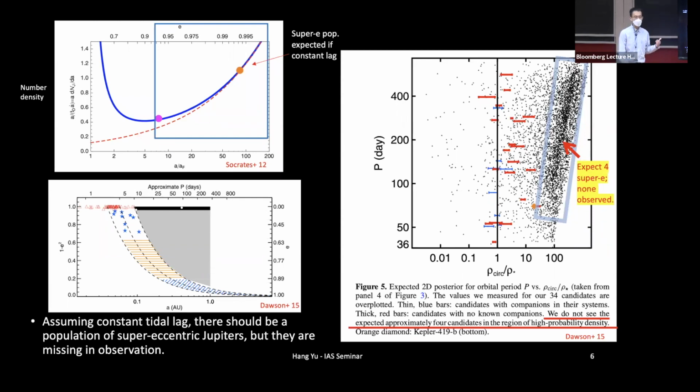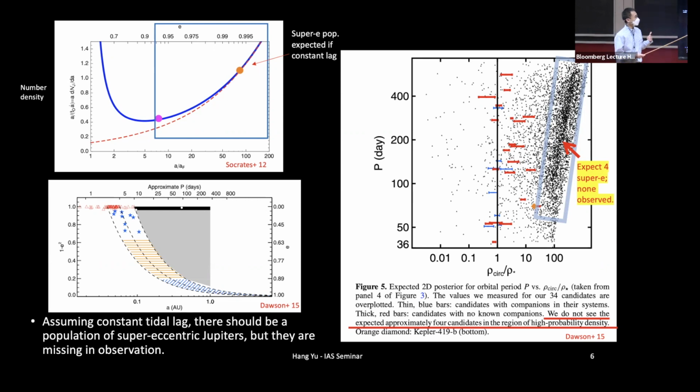And then if we couple this idea with a tidal dissipation model, where we simply account for the equilibrium tide, and we assume the tidal dissipation is a constant. So basically we parameterize that in terms of a tidal lag, and we treat this tidal lag as a constant. Then we should expect to see a population of super-eccentric proto-hot Jupiters.